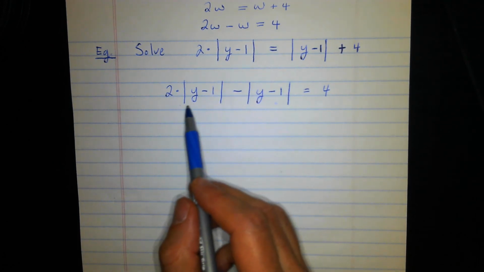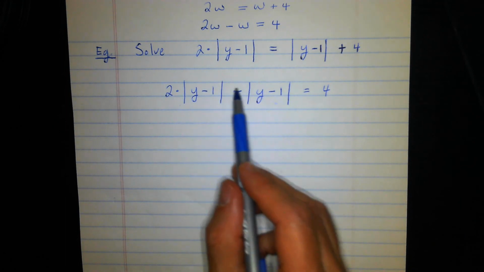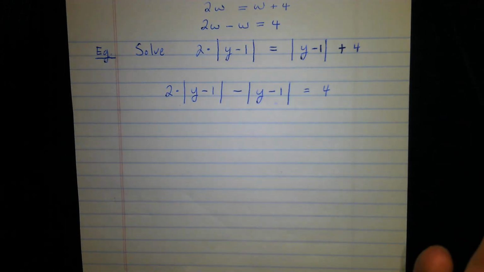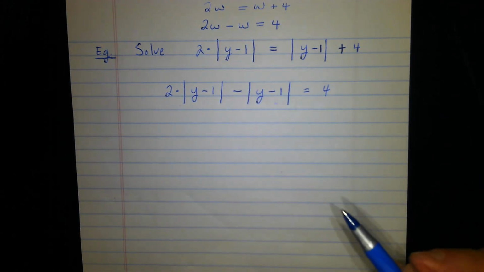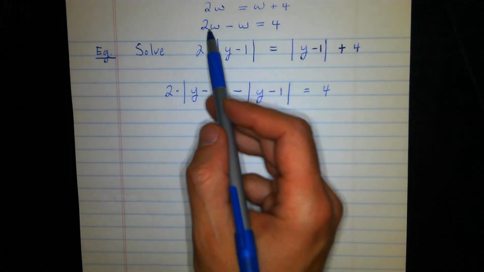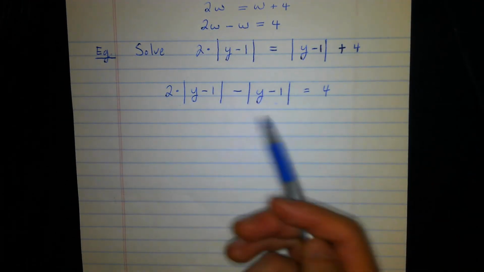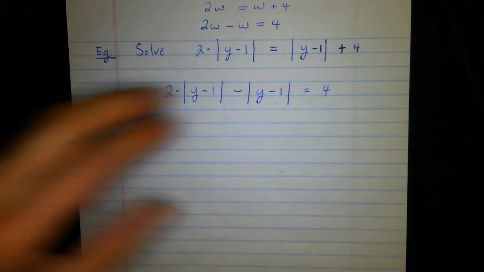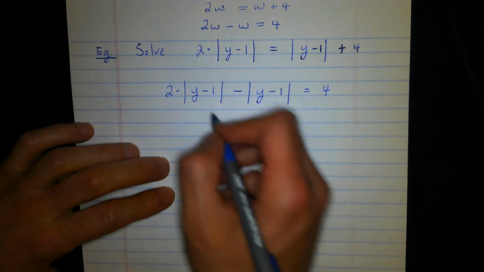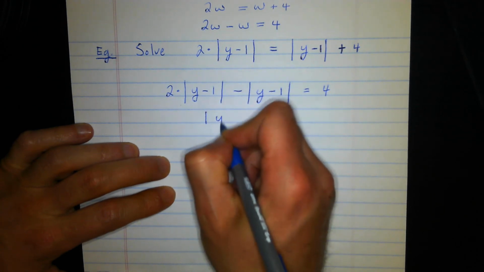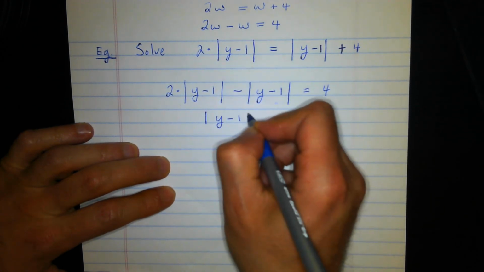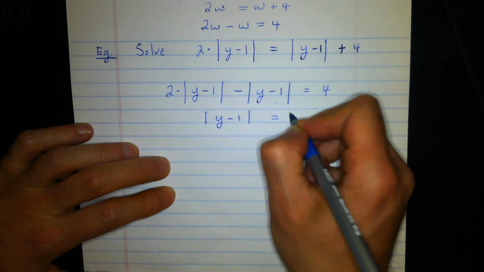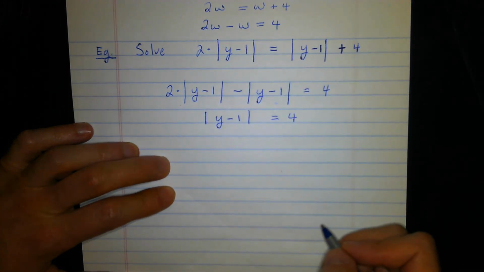So what do I have here? I've got 2 apples minus 1 apple. How many apples do we have? We've got 1 apple left over. Or in other words, 2w minus w. It's essentially the same thing. I've got 2 objects here minus 1 of the same object, so I'm left with 1 of them altogether. So I'm just left with the absolute value of y minus 1 equals 4.